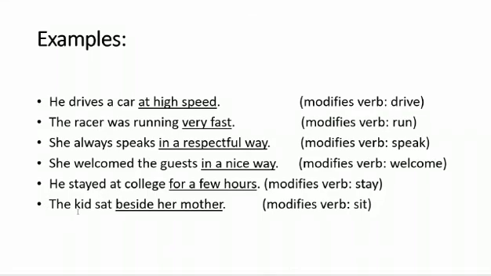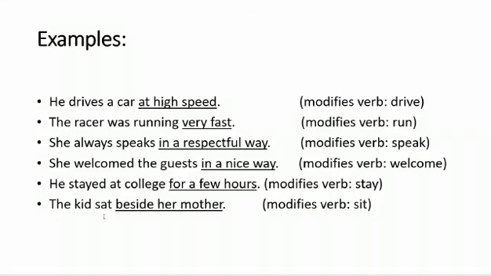Now look at the last example. The kid sat beside her mother. Beside her mother is underlined part of a sentence. It describes verb sat. And sit is the first form of verb. Sit, sat, and sat. Okay? So it is an adverb phrase. It is describing the verb sat.